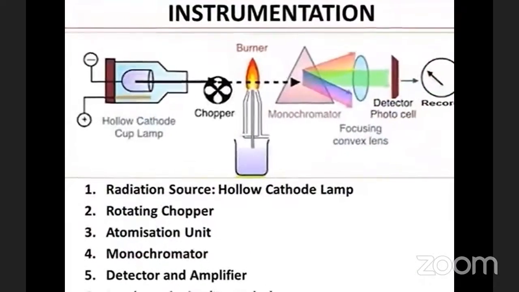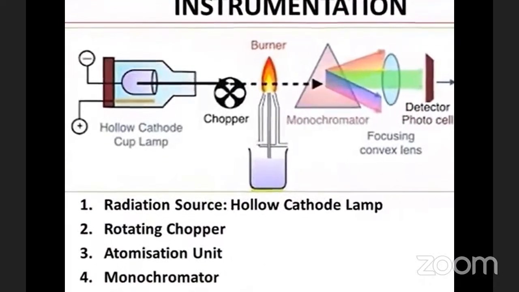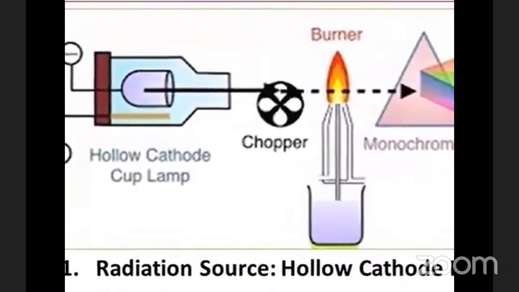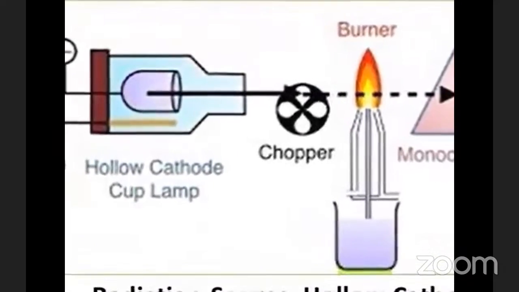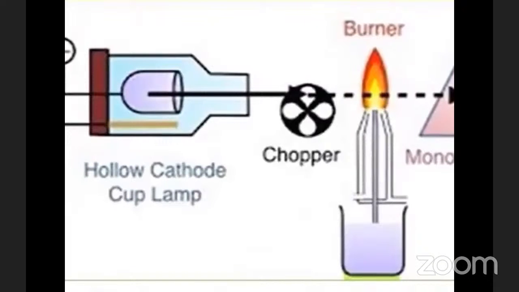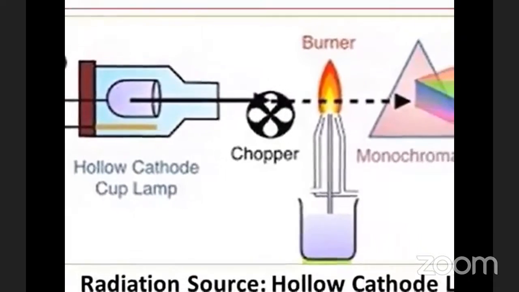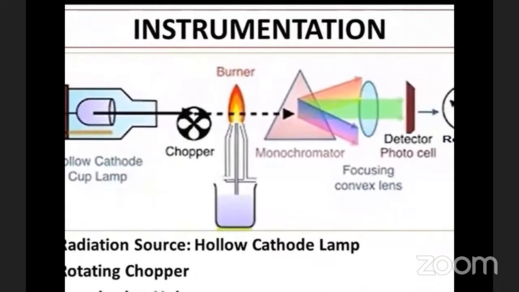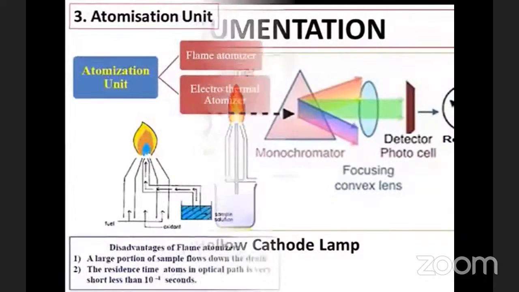A rotating chopper is placed in front of this hollow cathode lamp. This rotating wheel breaks the beam of light coming from the hollow cathode lamp, and the resulting intermittent light produces a pulsating current in the photomultiplier tube. That is, alternating current in the photomultiplier tube. This pulsating current is then amplified in an AC electronic amplifier.